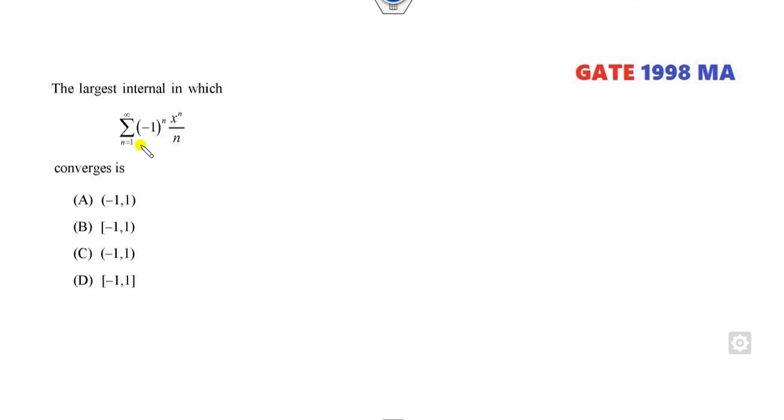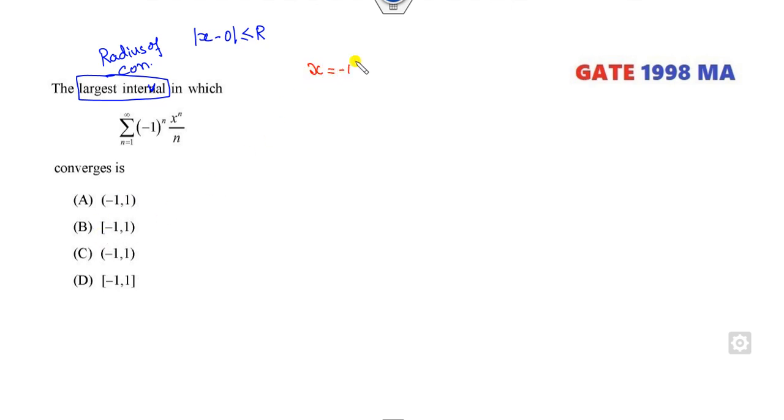Okay, the largest interval on which... there are several methods. Whenever there is a question of the largest interval, you always check the radius of convergence, where |x minus center| with center 0 is less than or equal to r. But I will tell you the simplest way: you can check the options. Look at the closed interval first.